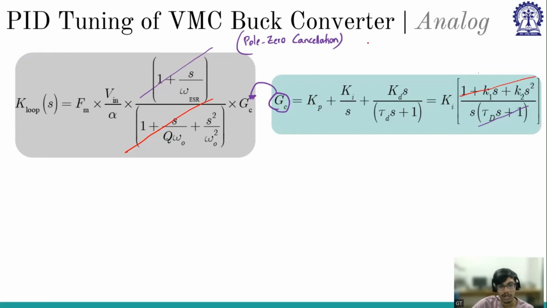I will get tau D as 1 by omega ESR, right? You agree? The S coefficient is 1 by omega ESR here, and here the S coefficient is tau D. So both should be equal, then only these two will get cancelled. Is this clear?